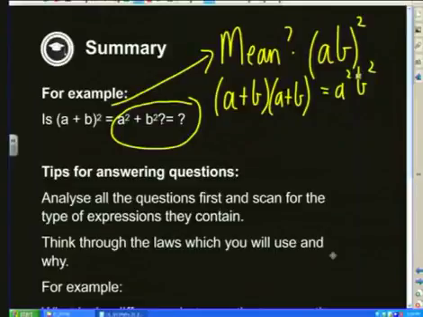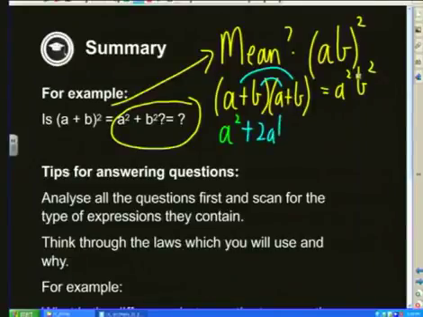So when we square them, we actually have the firsts, which is a squared. Then we have the middle term, which is AB, and we've got another AB. So we've actually got 2AB. And then we've got the lasts, which is the B squared. So we've got the sum of two terms and we're squaring it. We actually land up with A squared plus 2AB plus B squared.